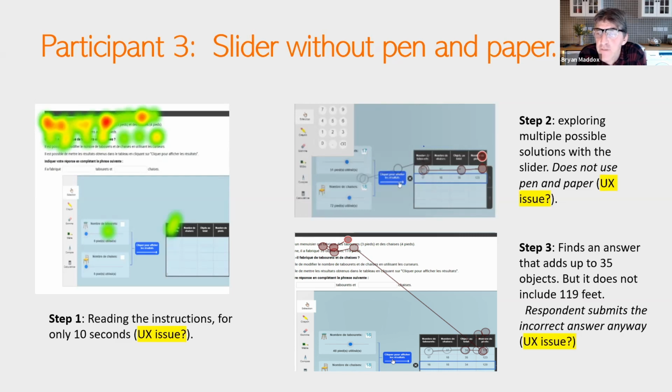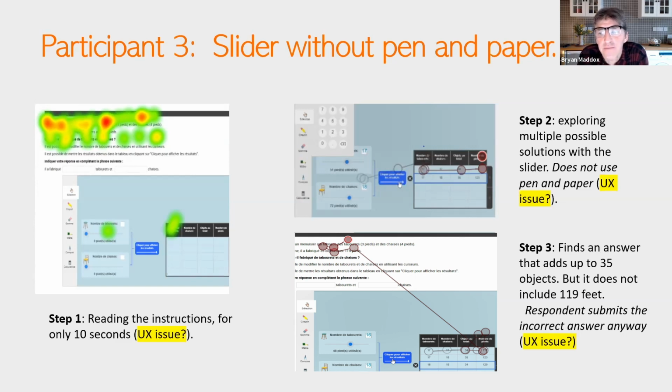Eventually, using the slider, she finds part of the answer. So she finds an answer that adds up to 35 objects, which she's asked to do, but it doesn't have 119 feet. So actually, she gets a bit puzzled at this stage. And this, for me, from a user experience point of view, is quite interesting. So she finds a discrepancy between the instructions and what she's actually found as a solution. And eventually she submits the incorrect answer. And there's a question there for me: is this a UX issue?